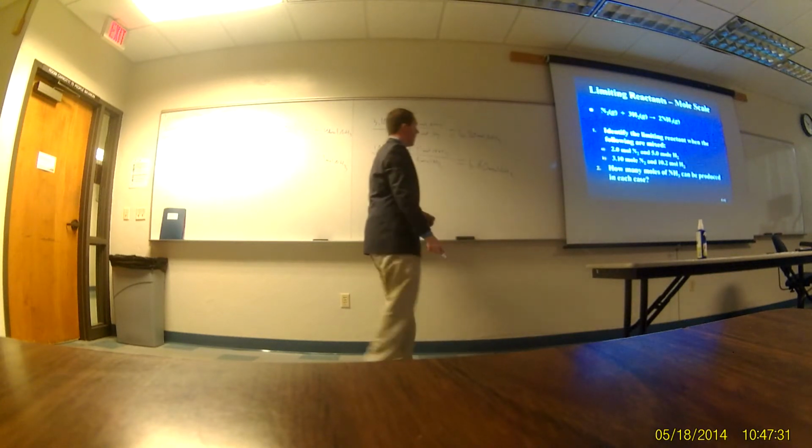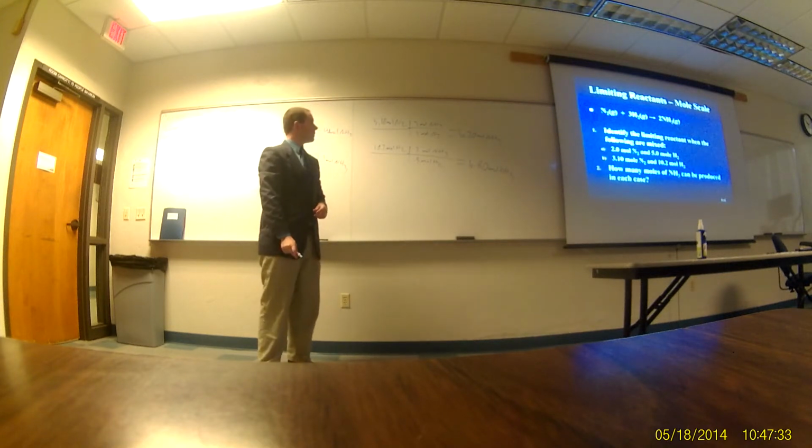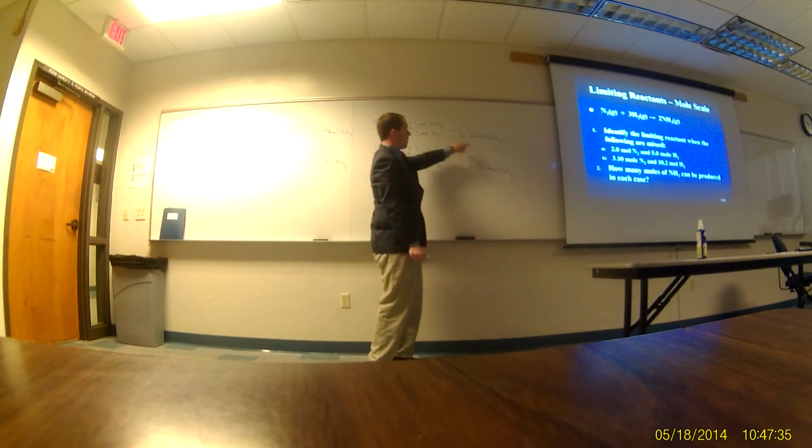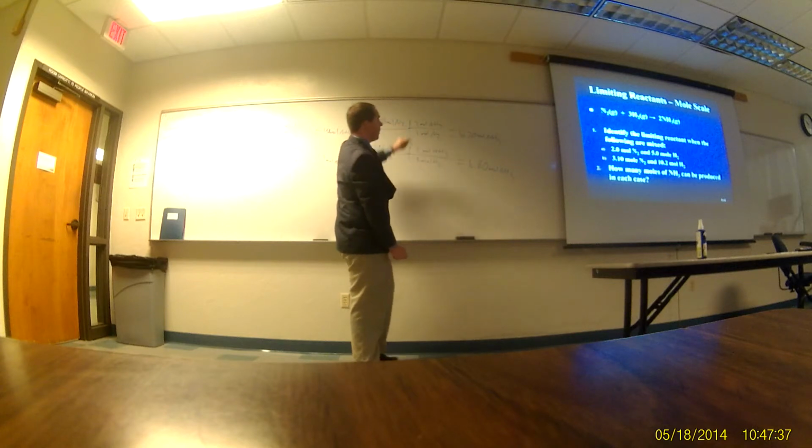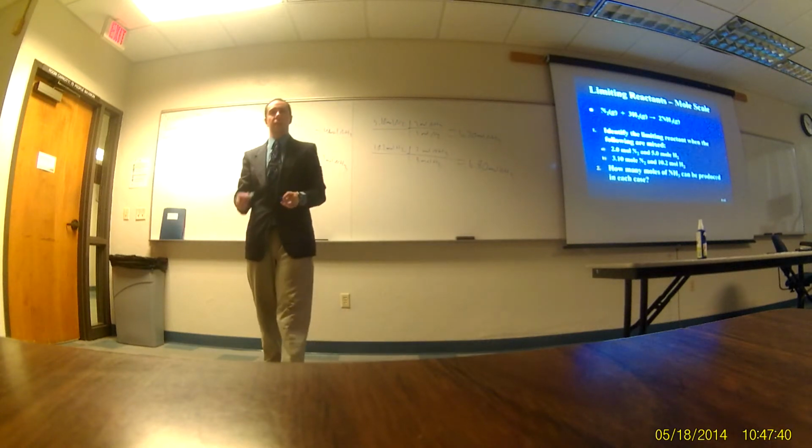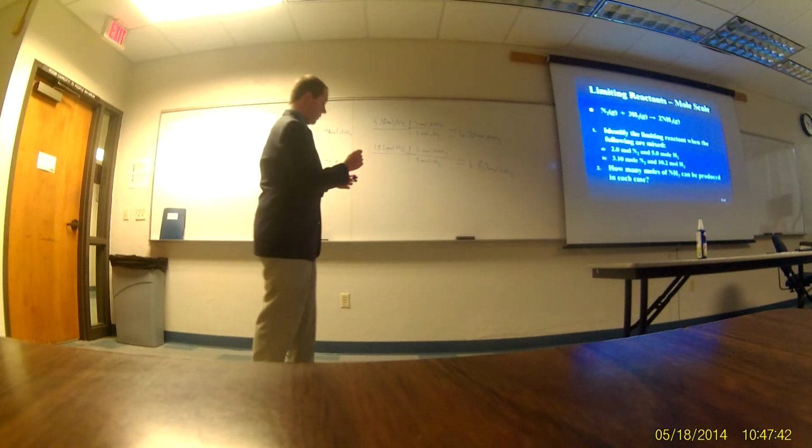What's the limiting reactant? Nitrogen. This number is smaller than that one. So nitrogen was the limiting reactant. And how many moles of NH3 can be made? 6.20.